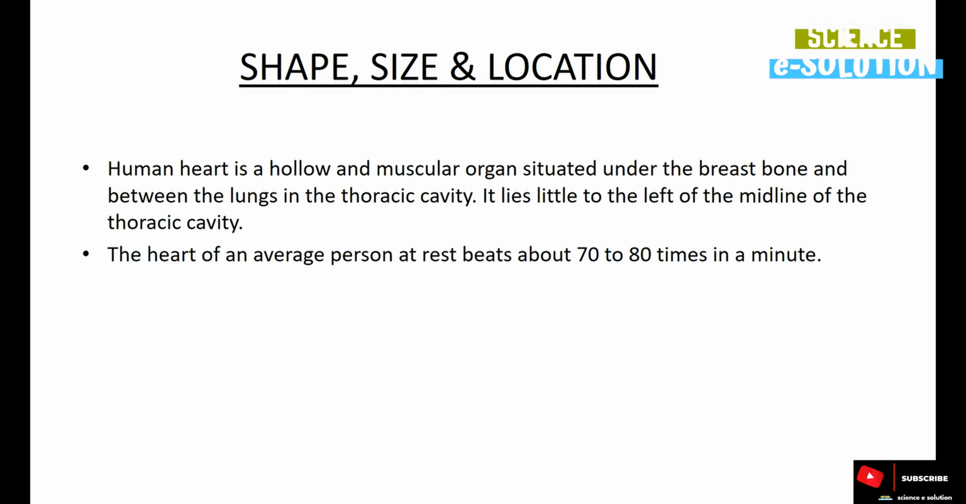So, the human heart is located in the thoracic cavity and it is a hollow and muscular organ. It lies a little to the left of the midline of the thoracic cavity. The heart of an average person at rest beats about 70 to 80 times in a minute. We also call it the pulse rate.